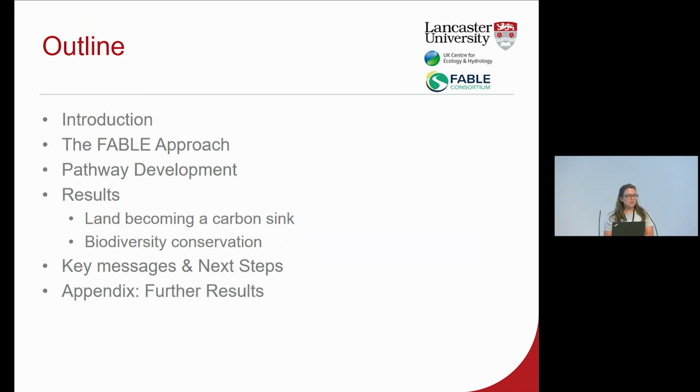So it is quite a small slot, so I'm just trying to cover as many of the results as possible. I'm going to give a quick introduction to the work, talk about the FABLE approach, which is the model we use to quantify the pathways, the different pathway developments, some high-level results, and then some key messages and next steps. And if there's time, I have some further results in the appendix, depending whether I get to that or not.